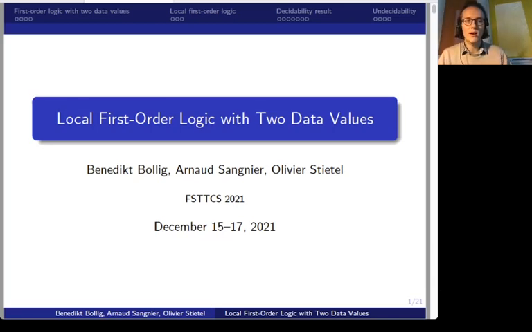Hello everyone, I will present my work on local first-order logic with two data values. This work was conducted with Benedikt, Bollig and Arnaud Sangnier.